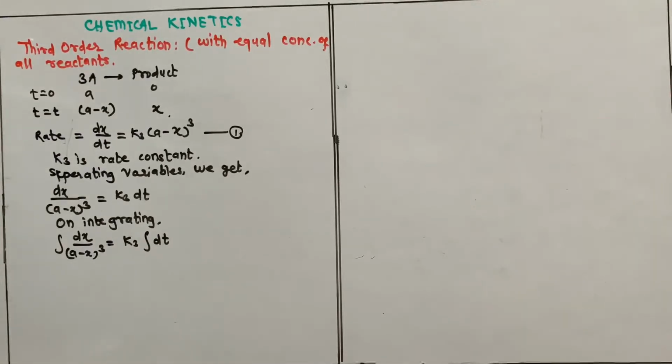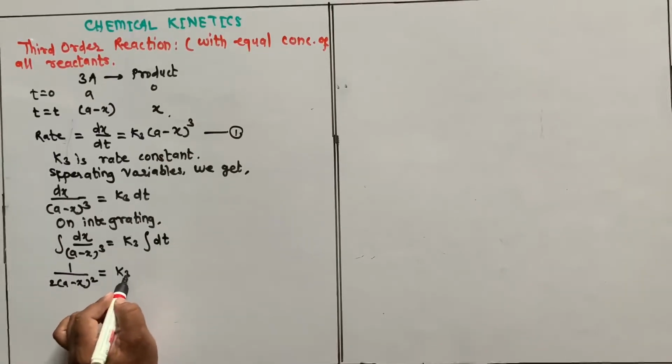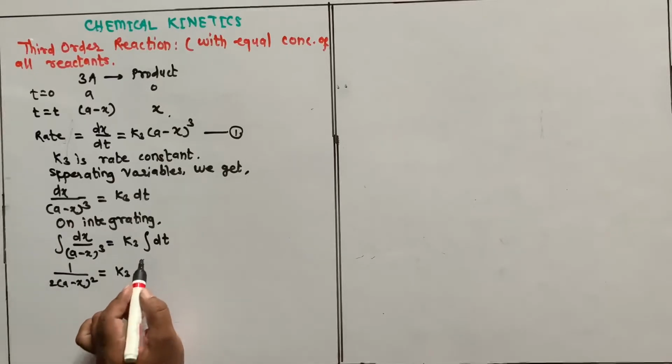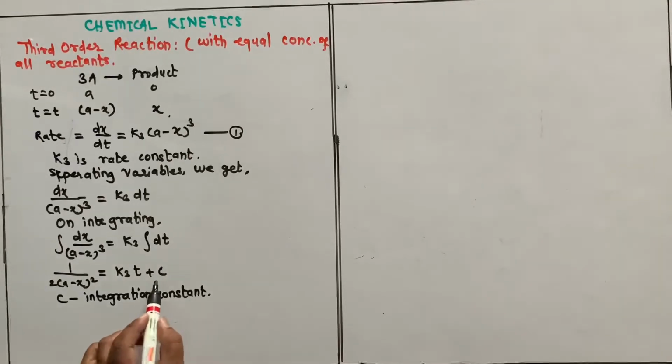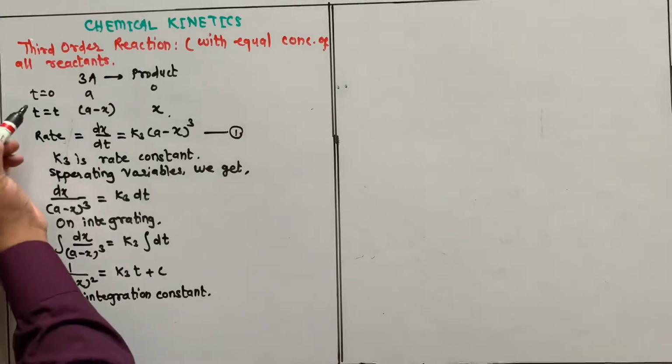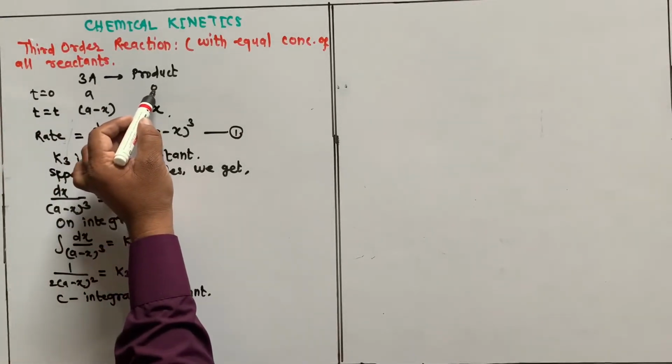So integration of dx upon (a minus x) to the power 3 is 1 upon 2 times (a minus x) square is equal to K3 as it is. Integration of dt is t, and it is an indefinite integration, so we'll introduce some constant, say c. Then we'll find the value of c by putting initial conditions that at t is equal to 0, x will be 0.